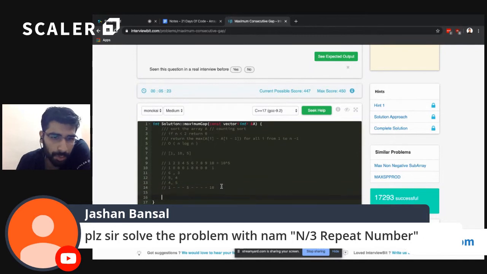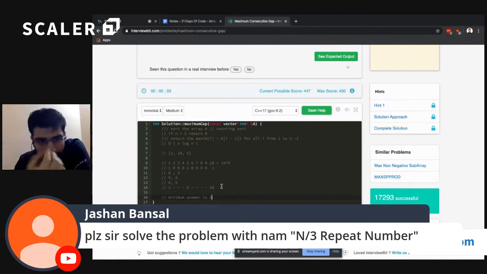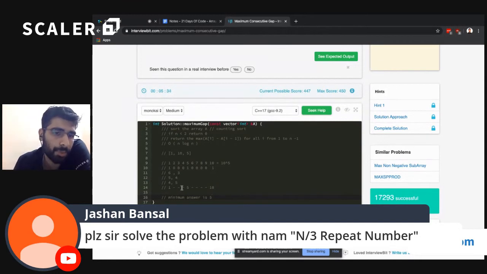Okay, so if I know that the minimum answer is 5, can I group all these numbers in a range of 5? Suppose my numbers would have been 1, 2, 3, and 5. So suppose I had one group where I had 1, 2, 3. Then I had another group which only had 5. Suppose we also had 9 here. So the other group would have all the numbers from 5 to 9. Then this group would have 10.